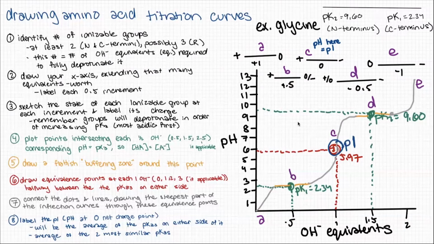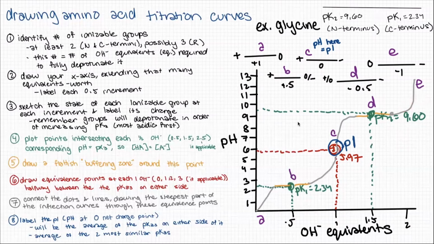So you need one OH minus equivalent in order to deprotonate a single group, and you need two to deprotonate a second group. In the case of an amino acid, you're always going to have at least two ionizable groups, the N-terminus and the C-terminus, and they're going to deprotonate in order of their acidity, so increasing pKa values. Your C-terminus is going to deprotonate first, followed by your N-terminus. It's going to take one OH minus equivalent to deprotonate that carboxyl group on your backbone, and then a second one to deprotonate that N-terminal amino group.